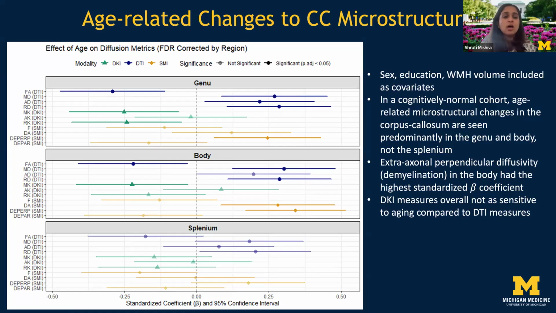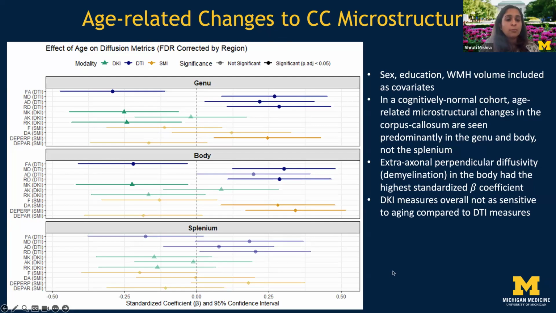Of our standard model measures, we found that extraaxonal perpendicular diffusivity was really the most informative. It was the only measure significant in the genu, and then intraaxonal integrity, in other words, DA, as well as extraaxonal perpendicular diffusivity, DPERP, were the two significant measures in the body of the corpus callosum. Taking all of our measures together, the extraaxonal perpendicular diffusivity in the body had the highest standardized beta coefficient in our relationship to age with all of these covariates.